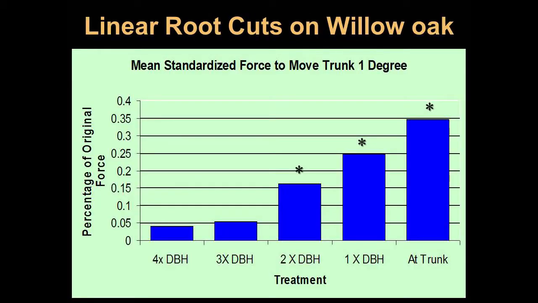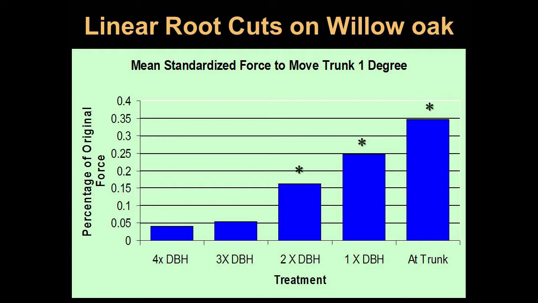And here's what we came up with our willow oaks: when we were closer than 3 times the diameter, we had a significant change in that force. Okay, so what we'd say here is if we're closer than 3 times DBH, there's a significant reduction in tree stability. So that was with willow oaks.